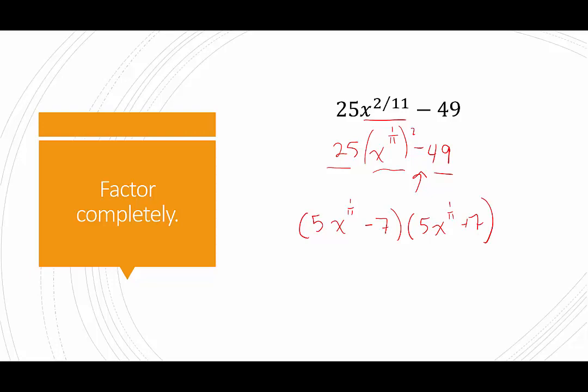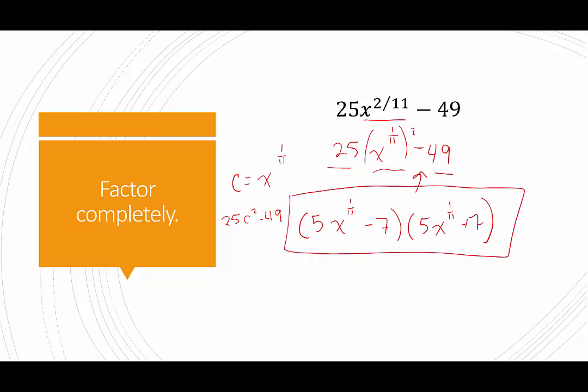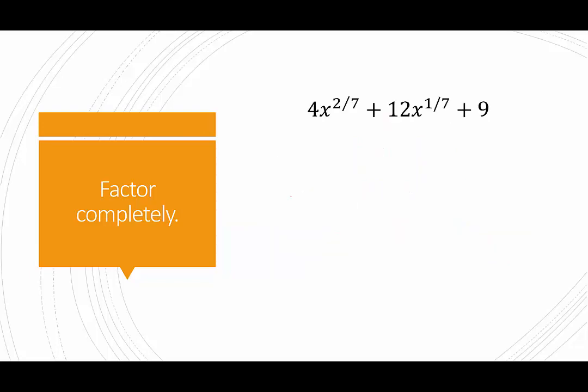So we can just rewrite it. And again, if you're scared, use c is equal to x to the 1/11, and then you would have 25c squared minus 49, which looks a lot nicer, right? And so then you could see there that we have a difference of squares, and you could factor and then substitute back for the x to the 1/11. But if you want to just go for it and jump all in without using substitution, that's what it would look like. This would be our final factored answer.